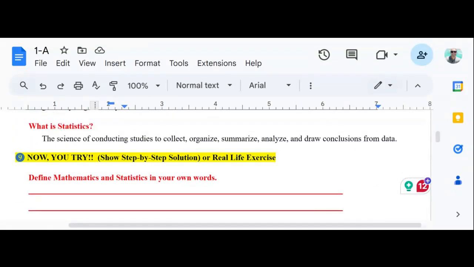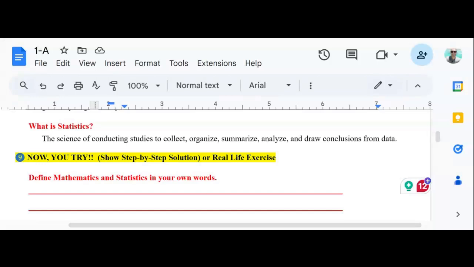Organize, summarize, analyze, and draw conclusions from data. So what are the steps that you have to do? What's the first step? Collect. Second, organize. Third, summarize. And then analyze, then make a conclusion. So that's what statistics means. You have to memorize this.